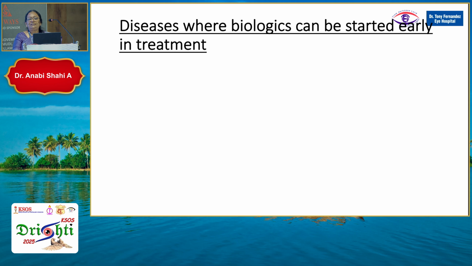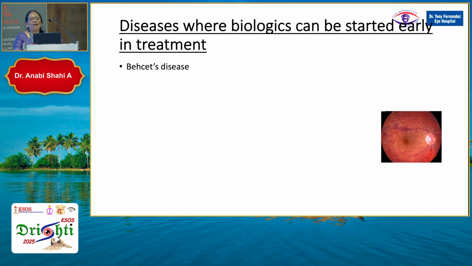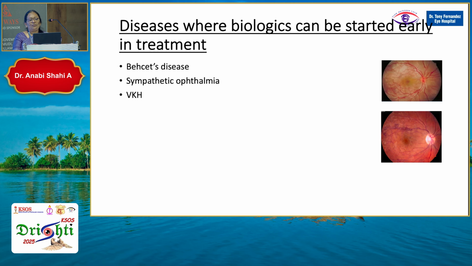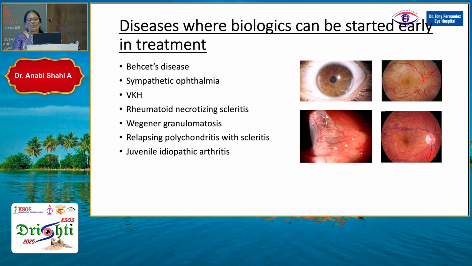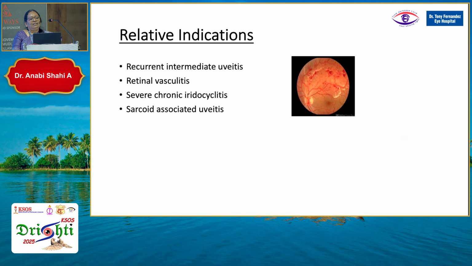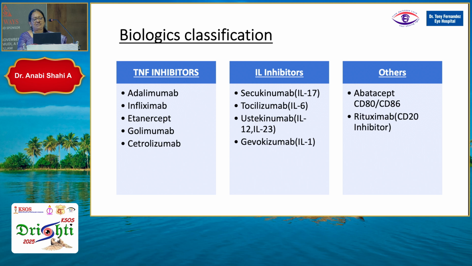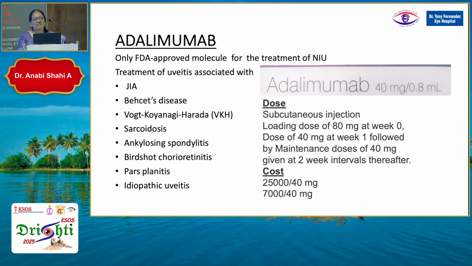Diseases where biologics can be started early in treatment are Behçet's disease, sympathetic ophthalmia, VKH, rheumatoid necrotizing scleritis, Wegener's granulomatosis, relapsing polychondritis with scleritis, and juvenile idiopathic arthritis. There are certain relative indications also. It is recurrent intermediate uveitis, retinal vasculitis, severe chronic iridocyclitis, and sarcoid-associated uveitis. I'm not going to the classification.